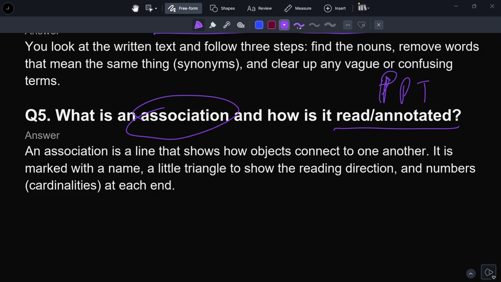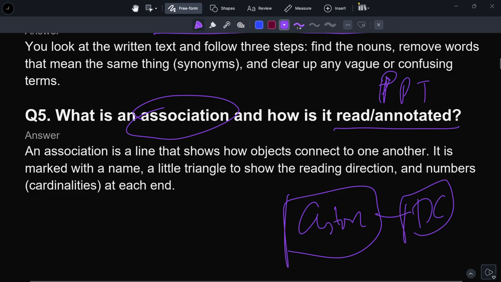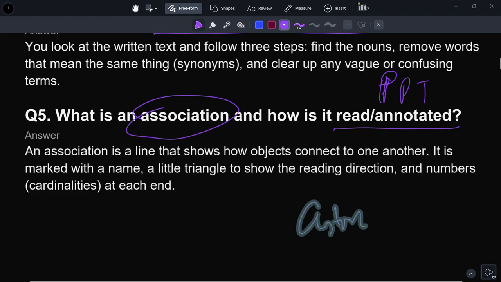Now, imagine connecting a customer class to a debit card class. You cannot just draw a blank line, right? You must annotate it so anyone can read the business rules instantly. The association line is a solid straight line connecting two boxes. So it connects the customer box to the debit card box. These are two boxes, and you can connect them together. And then the name and the triangle hold, so for example, like this.